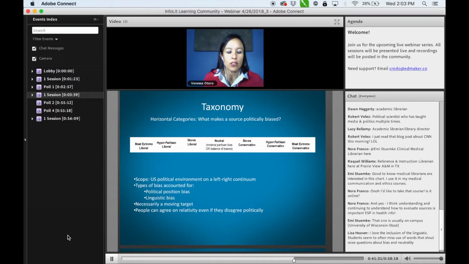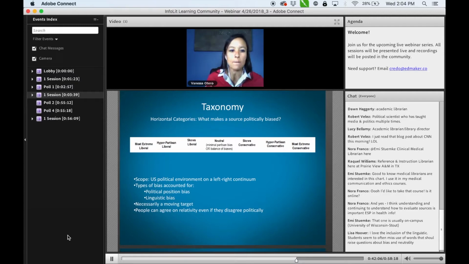So what's nice about the horizontal taxonomy is that people can agree on the relativity of the sources, even if they disagree with each other politically, if they disagree with you politically. For example, I've had people give me feedback that says, this chart was obviously created by somebody very liberal and the whole chart should be moved over one column to the left. I've also had the opposite feedback saying that this chart is very conservative and all of the things that are in the neutral column are actually quite conservative.